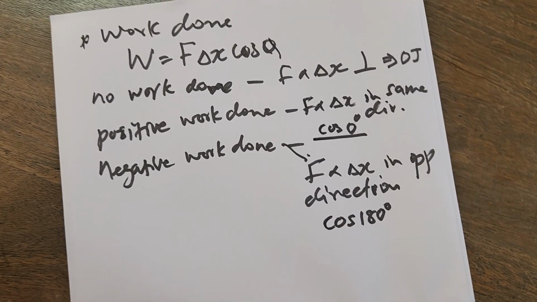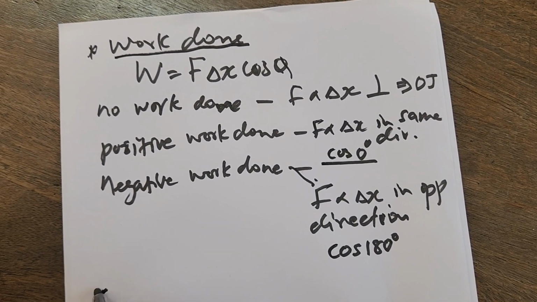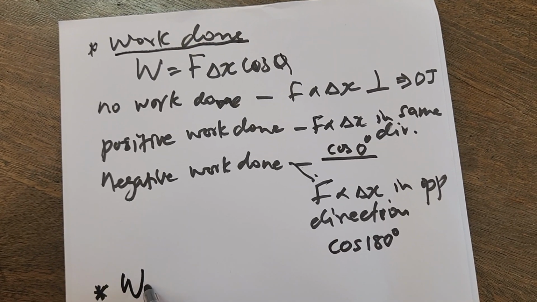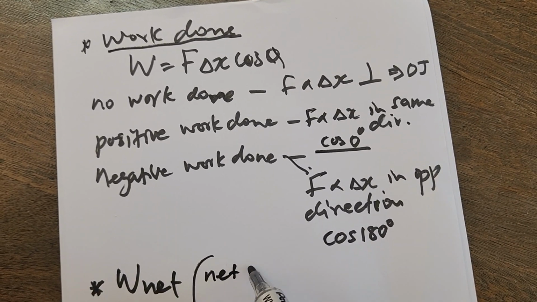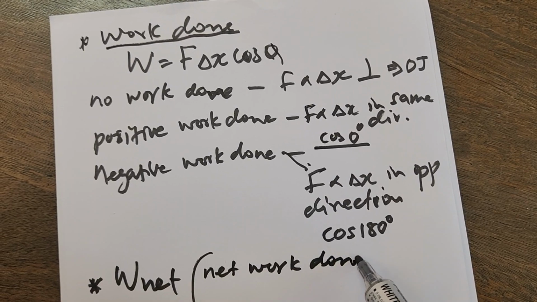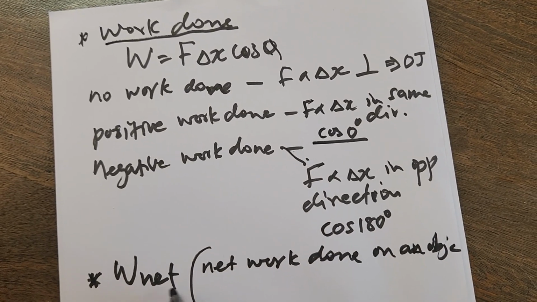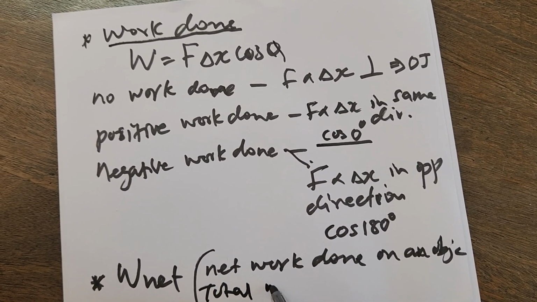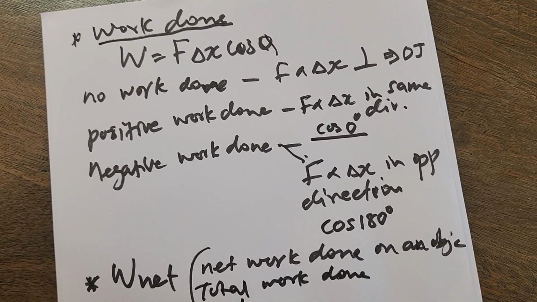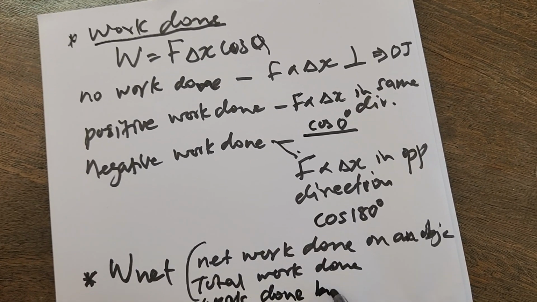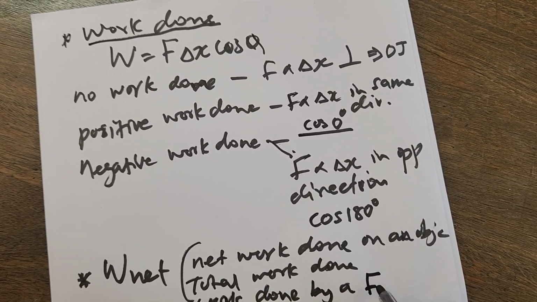Welcome back. We are continuing with the work done. Now we move to net work done. Work net. This one means almost three things. It can be net work done on an object, or it can be total work done on an object, or it can be work done by a net force.